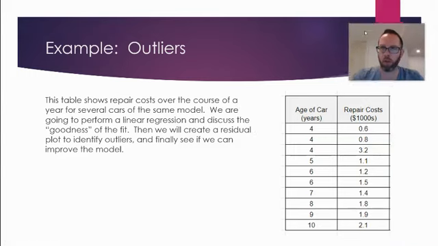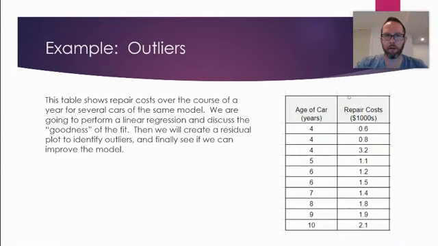In our first example, we're going to revisit the idea of outliers. So here's a table, and I have this in Google Sheets. I'm going to go there in a second. This table shows repair costs over the course of a year for several cars of the same model. We're going to perform a linear regression and see how good the line of best fit is, and discuss its goodness. And then we're going to do something new. I'm going to show you how to create a residual plot and how that can be useful to identify outliers. And then we're going to see if we can improve the model in any way.